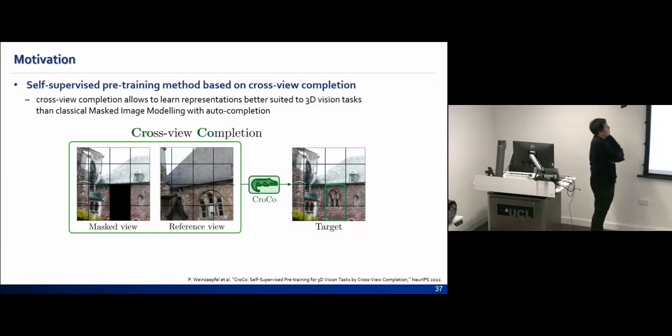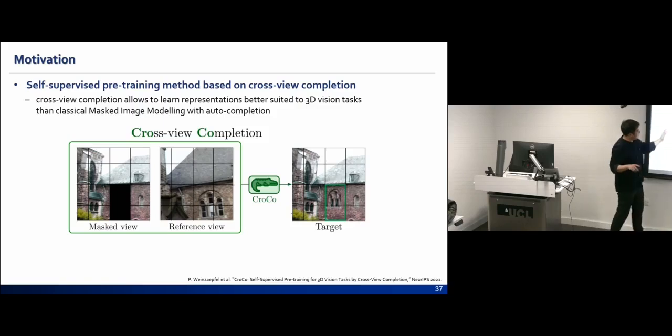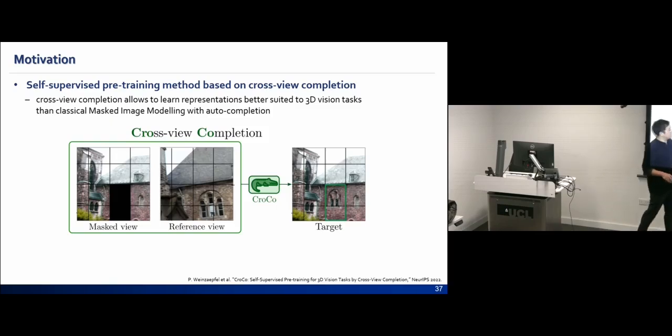There was one paper called CroCo, which stands for cross-view completion. It is a self-supervised pre-training method based on cross-view completion. Here they have multi-view images, and they mask some part of one view, and then they have a reference view. This one has some overlap. Based on this overlap, they train the model to fill in the masked region.